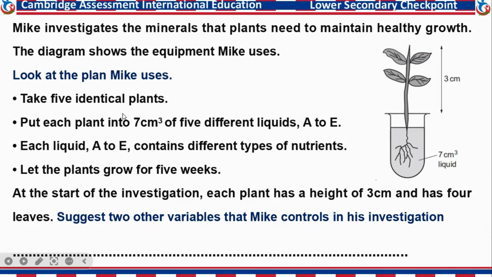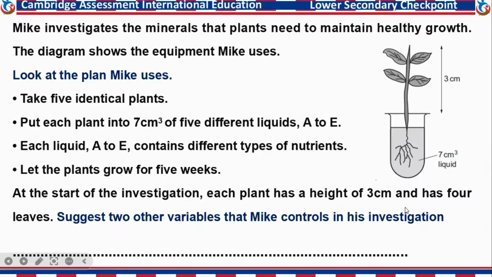The first thing he did, take 5 identical plants, then put each plant into a 7 cm cube of 5 different liquids labeled A to E. Each liquid A to E contains different types of nutrients. Then the last step, let the plants grow for 5 weeks. At the start of the investigation, each plant has a height of 3 centimeters and has 4 leaves.